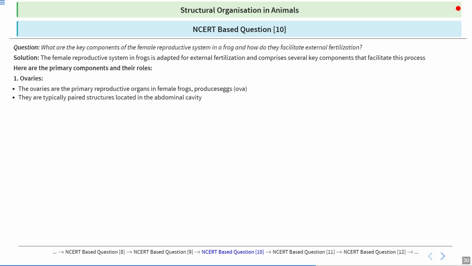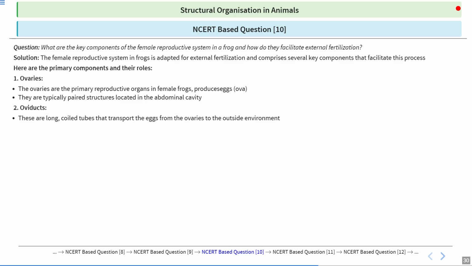They are typically paired structures located in the abdominal cavity. In the abdominal cavity, they are attached to the kidney. They are attached to the surface of the kidney through a membrane, right? That membrane is called mesovarium. Now, the second part, oviduct. It is not totally attached to the ovary, right? Oviduct is not attached to the ovary. So these are long coiled tubes that transport the eggs from the ovaries to the outside environment.